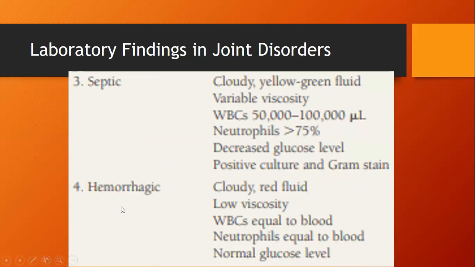In hemorrhagic joint disorders, you see a fluid with a reddish tinge or red streaks. This is due to increased levels of red blood cells leaking into the synovial fluid. There is no defect in the number of cellular components, just the presence of the red tinge in the fluid, and you usually have normal glucose levels.